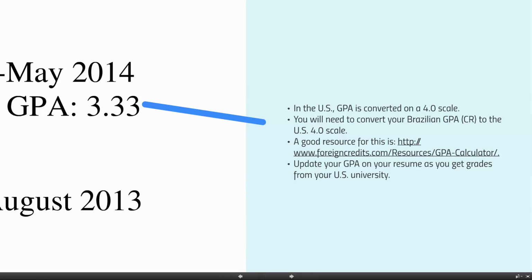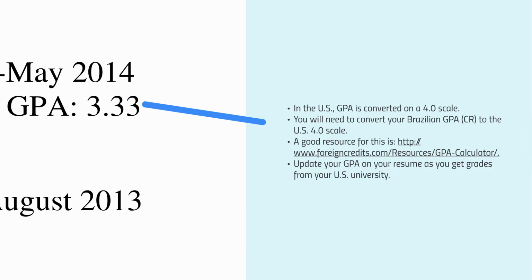Quick note about US GPA. It is converted on a 4.0 scale, and you will need to convert your Brazilian GPA to the 4.0 scale. You don't want to put your Brazilian CR out of 10 or 100 because American employers will not know how to read that. A good resource for this is this link right here.